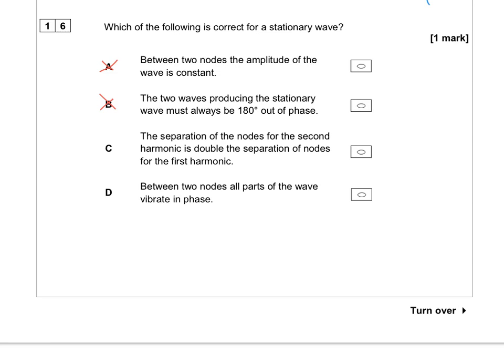The separation of the nodes for the second harmonic is double the separation of the nodes from the first harmonic. So let's sketch that. That's your first harmonic, that's your second. So the separation of nodes is actually half, it's not double, so that one would be wrong. And between 2 nodes, all the parts of the wave vibrate in phase. That's true. All points in here are at their maximum value, just like here they're all at maximum, and in here they're all at their minimum. So that's absolutely true, giving D as the correct answer.